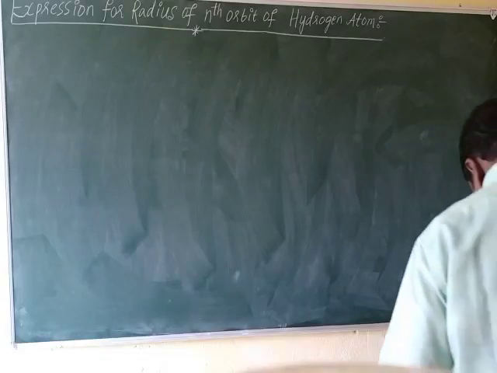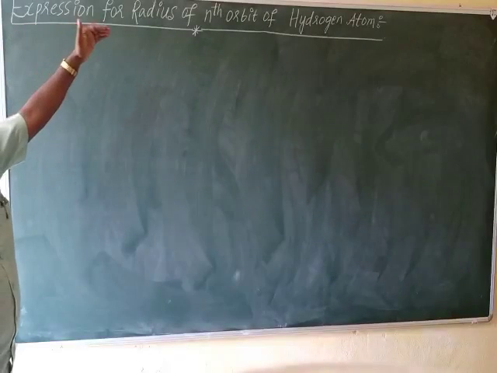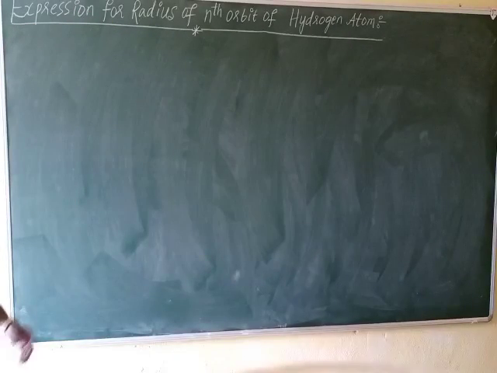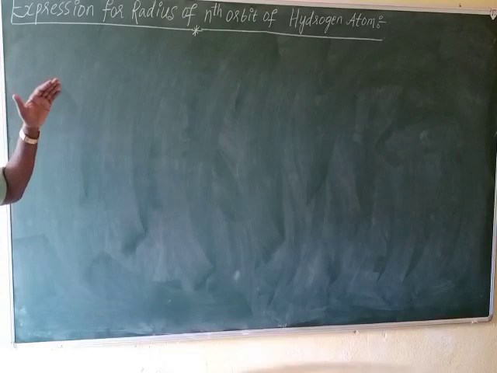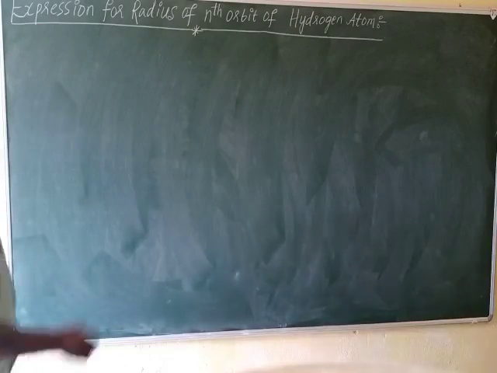Now let me tell about one of the important derivations of this chapter, that is the expression for radius of the nth orbit of hydrogen atom. Let us discuss how the expression for the nth orbit radius comes.